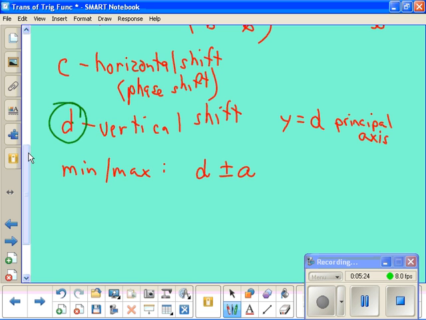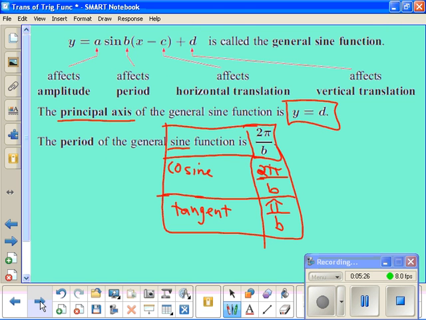So that's another thing you can add. And here's an overall general summary of what you see. The principal axis is indicated here, y equals d, and then A affects the amplitude, B affects the period. It is not the length of the period. It only affects the period. And that's what you have to be very clear on.